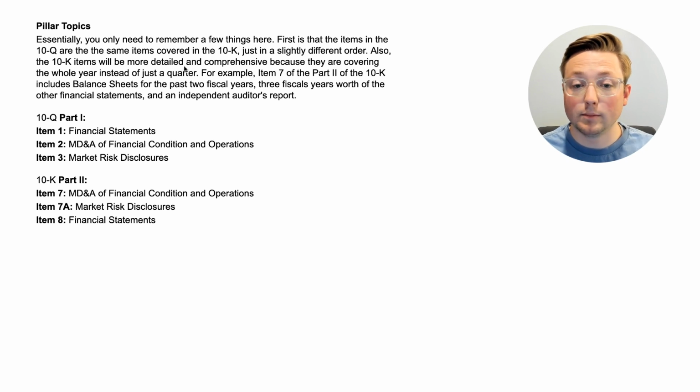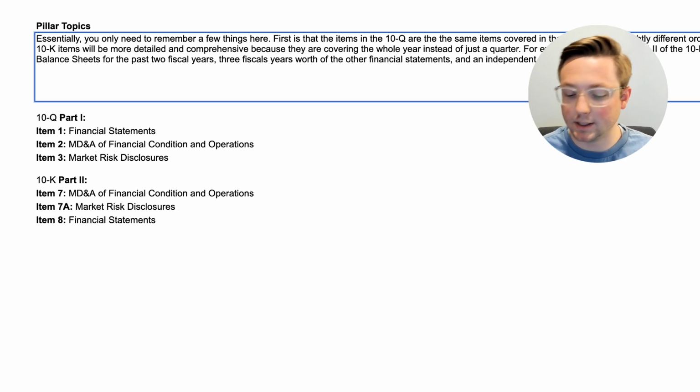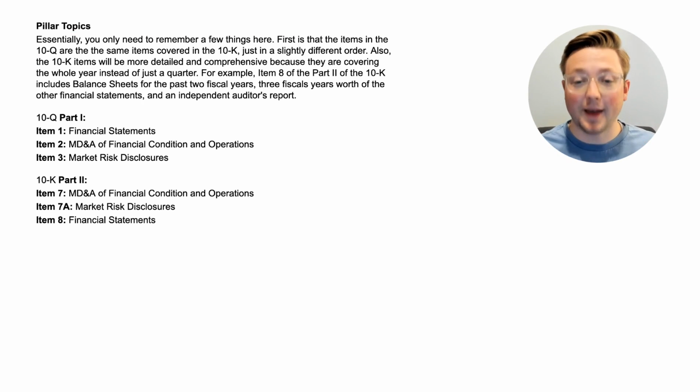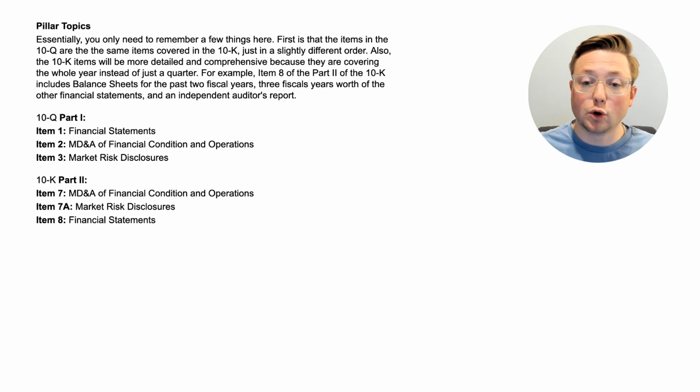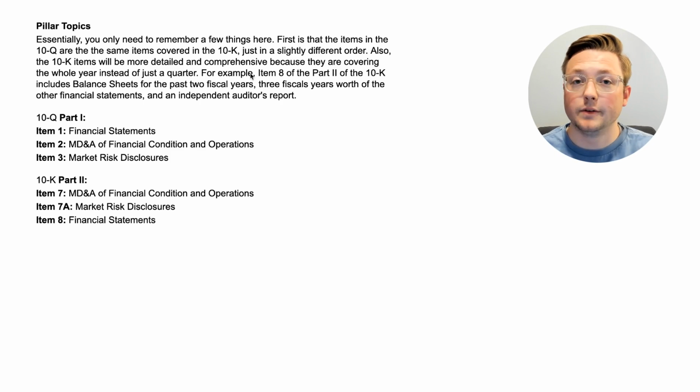Also, the 10K items will be more detailed and comprehensive because they are covering the whole year instead of just a quarter. For example, item 8 of part 2 of the 10K includes balance sheets for the past 2 fiscal years, 3 fiscal years worth of the other financial statements, and an independent auditor's report, whereas part 1, item 1 of the 10Q isn't going to cover quite so extensively these things. So again, just remember, even though they're covering similar things, the 10Q is not going to be quite as extensive. The 10K is going to be much more comprehensive and broad.